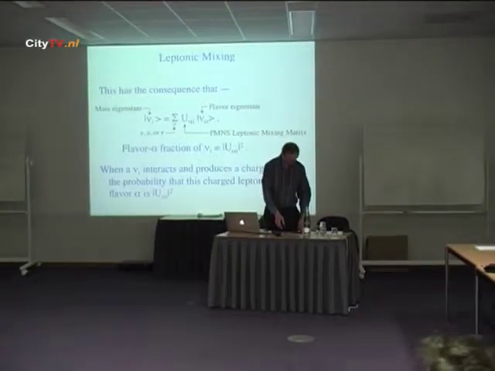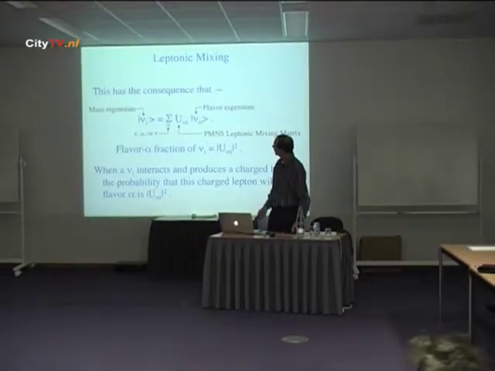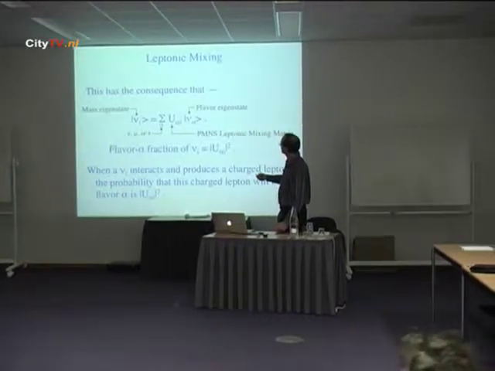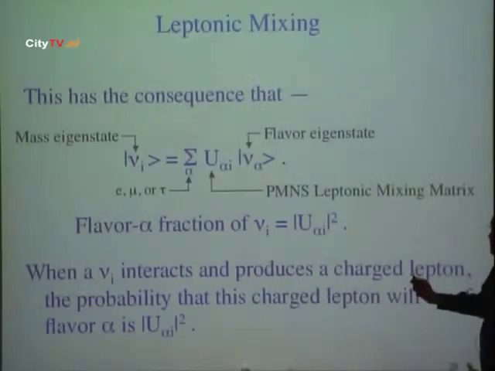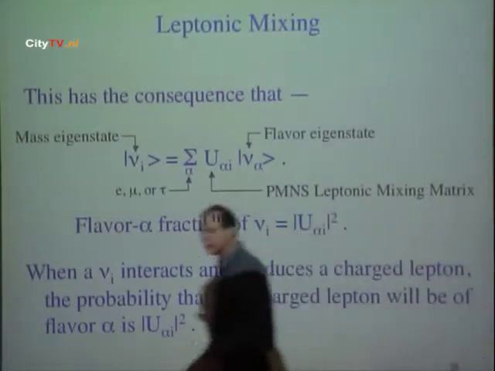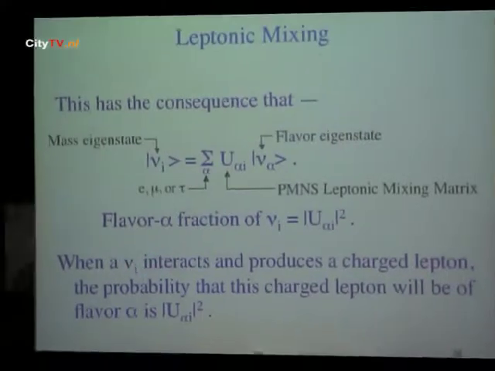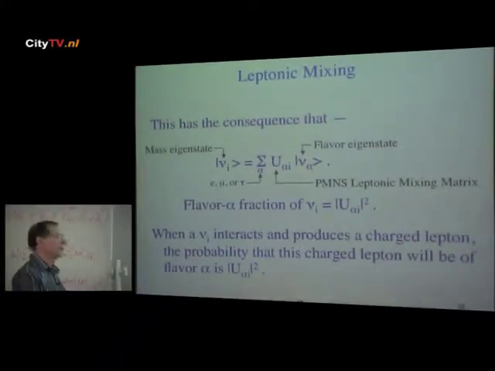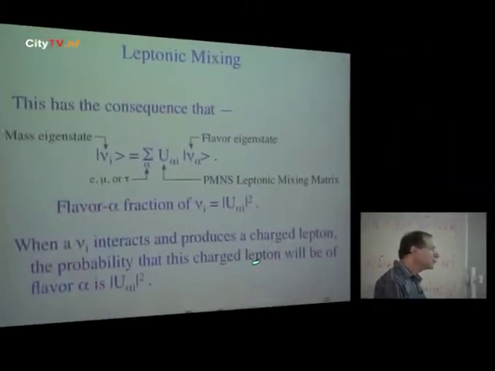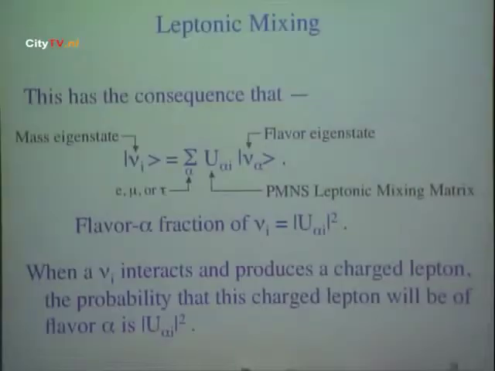We spoke at the beginning about the fact that leptonic mixing means that each neutrino of definite flavor is a superposition of the mass eigenstates. Now, of course, one can invert that relation to express each mass eigenstate as a superposition of the flavors. And as you see, the flavor alpha fraction of mass eigenstate nu I is just the square of U alpha I. What that means is that when nu I interacts and produces a charged lepton, the probability that that produced charged lepton is of the particular flavor alpha is just U alpha I squared.